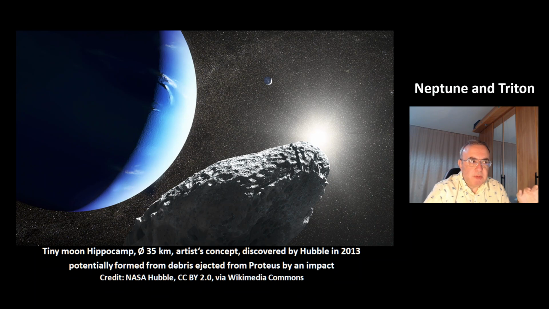This is the artist's concept of the tiny moon Hippocamp, which was discovered by Hubble in 2013, has a size of 35 kilometers, and it could be formed from the debris which was ejected from a moon Proteus by an impact.